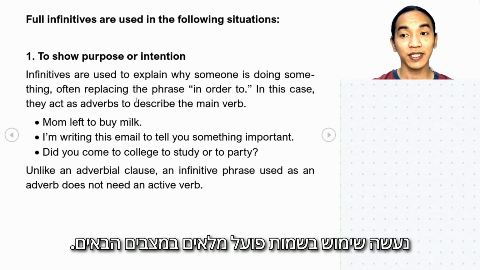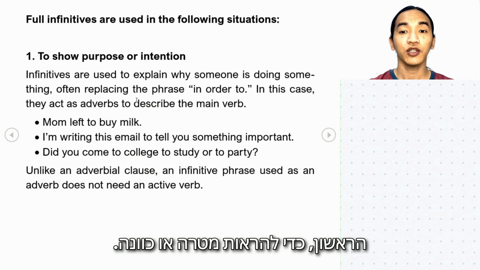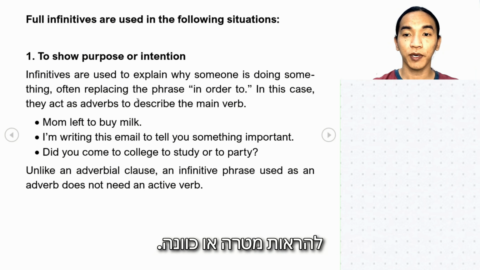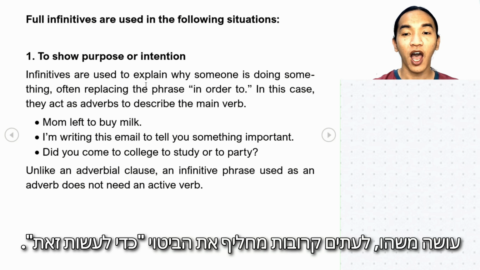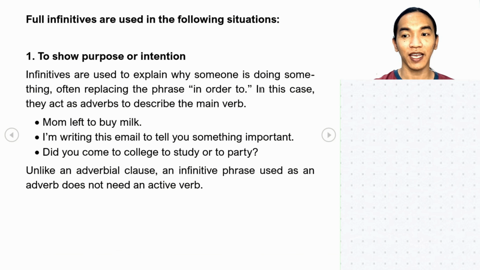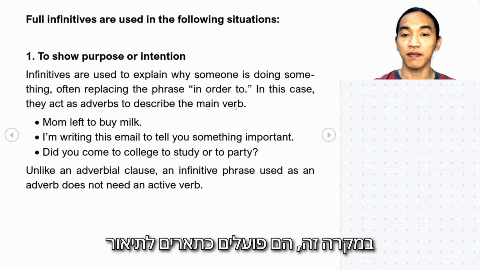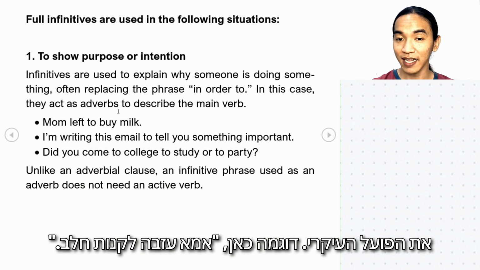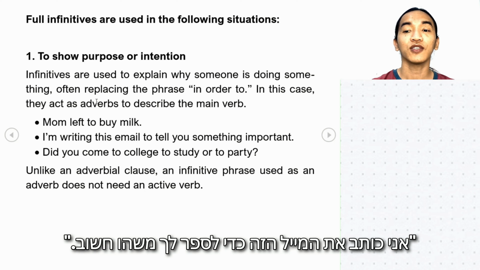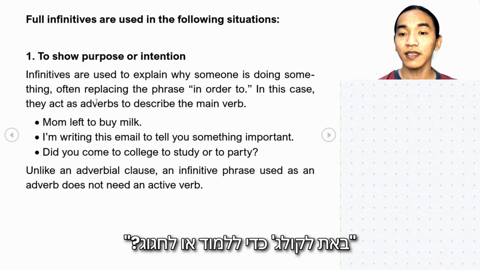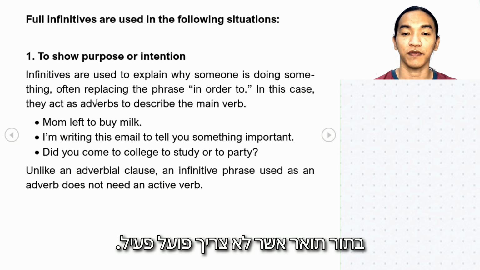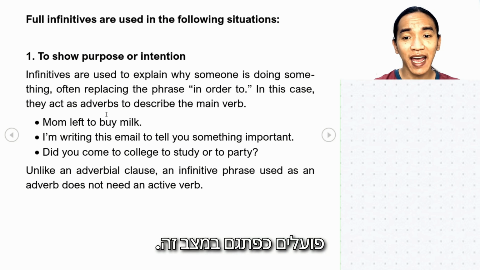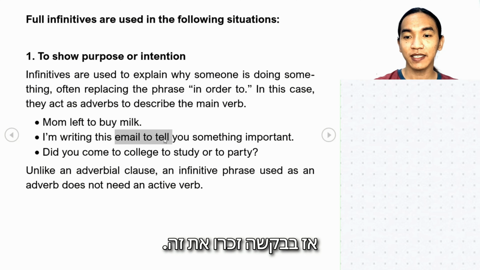Full infinitives are used in the following situations. The first one, to show purpose or intention. We use full infinitives to show purpose or intention. Infinitives are used to explain why someone is doing something, often replacing the phrase in order to. In this case, they act as adverbs to describe the main verb. Example here: Mom left to buy milk. That's purpose. I'm writing this email to tell you something important. Did you come to college to study or to party? Unlike an adverbial clause, an infinitive phrase used as an adverb does not need an active verb. So we can see that they act as an adverb in this situation. Please remember that.